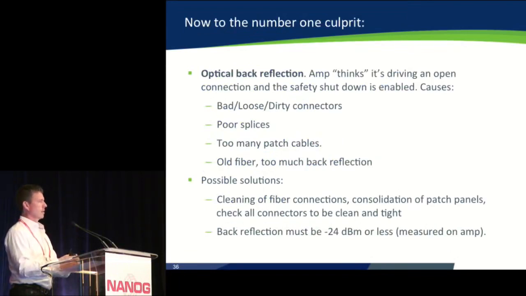Now the number one culprit that causes troubleshooting calls and FAE calls is optical back reflection. And if it gets bad enough, the amplifier actually thinks it's driving an open connection and it will shut down. I should say there's always some optical back reflection in any fiber transmission, but when it gets to a size that causes problems, it's caused by bad or dirty connections, poor splices, too many patch cables or patch panels, or an old fiber with too much inherent back reflection. So obviously solutions to the problem: cleaning of fiber connections, consolidating patch panels if possible, and checking that all connections are clean and tight. The back reflection has to be minus 24 dBm or less at the amplifier.